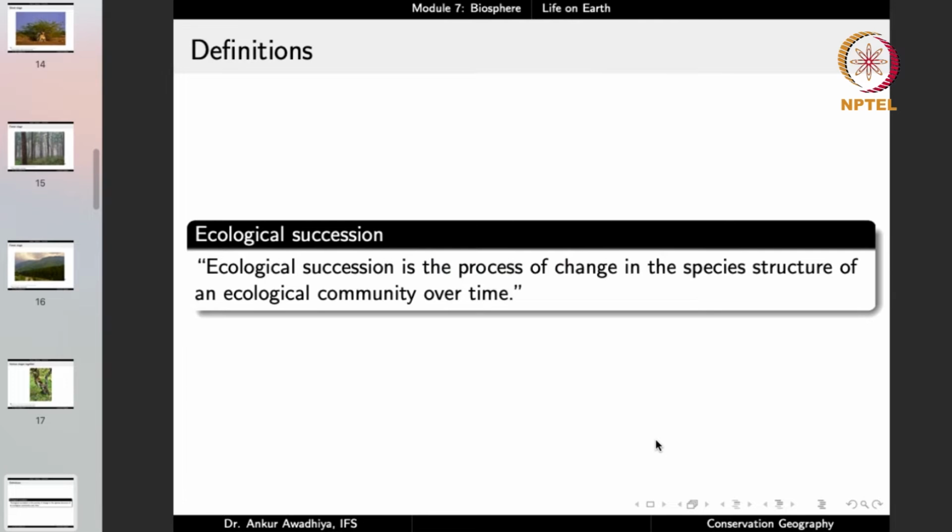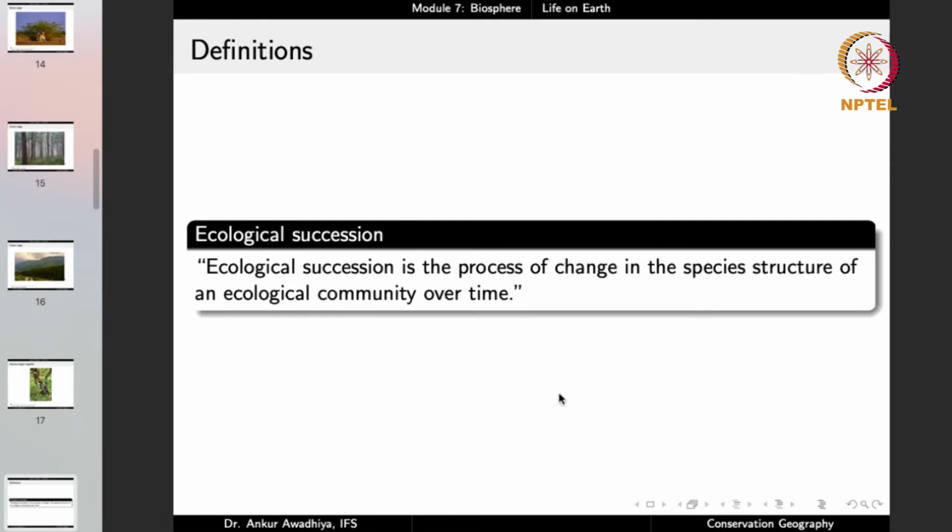So we define ecological succession as the process of change in the species structure of an ecological community over time. Ecological succession is a process. It is not a snapshot, it is a process. It goes on from a beginning stage to an ending stage. And it is a process of change. So things are changing. And what is changing? Changes in the species structure. Meaning, what species are present, in what ratios, where are they present, and so on. And species structure of an ecological community over time.